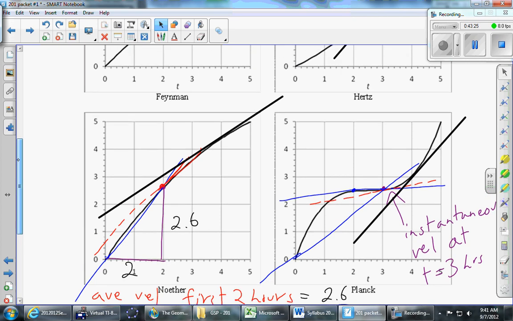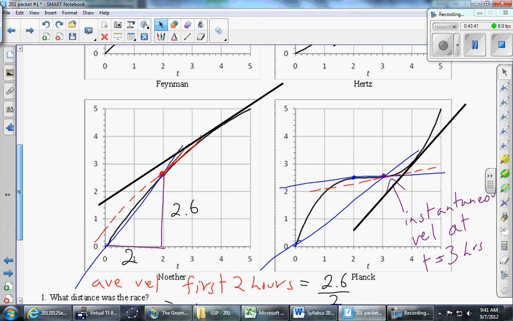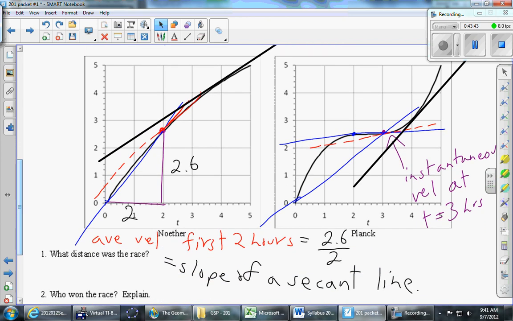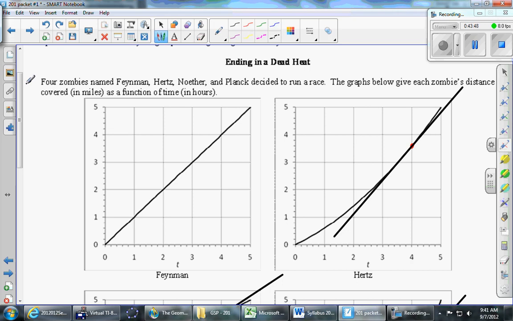Down here we've got Noether. Was Noether running faster or slower than Hertz at that moment? I heard a couple of each. Remember, the slope of the tangent line is the velocity. I feel like Hertz's slope is greater, more steep, than Noether's slope. So Hertz was running faster at that moment. And then Planck, another tangent line. And then the one that I skipped, which is kind of the oddball out, what is the tangent line? It's the line itself. Yes. So that is its own tangent line at every point.